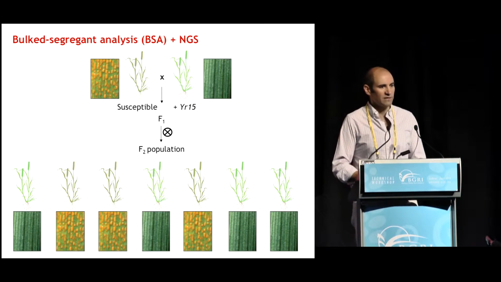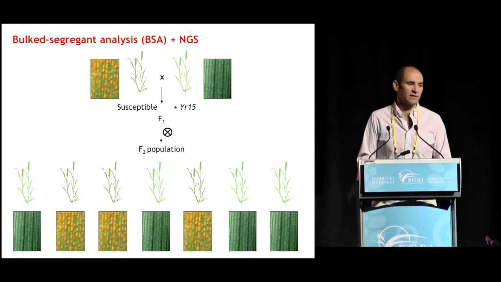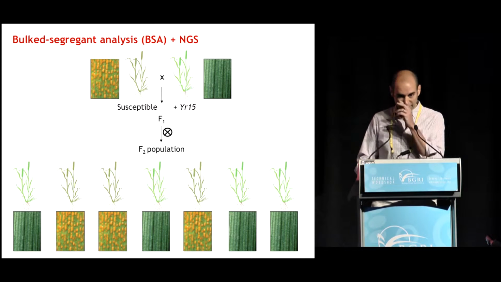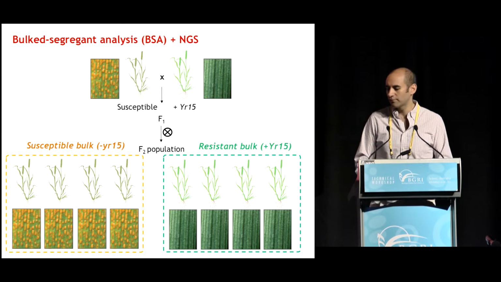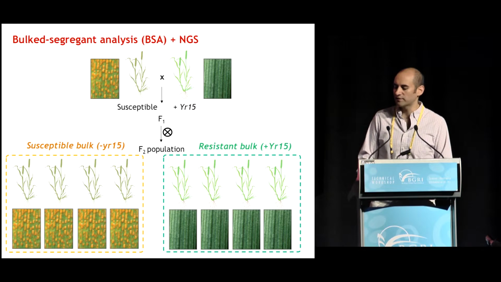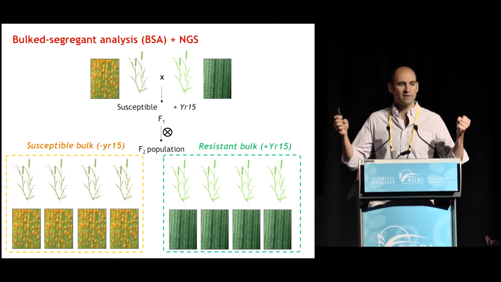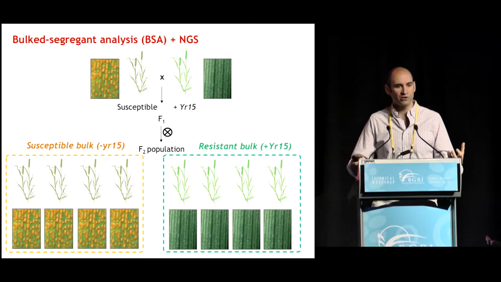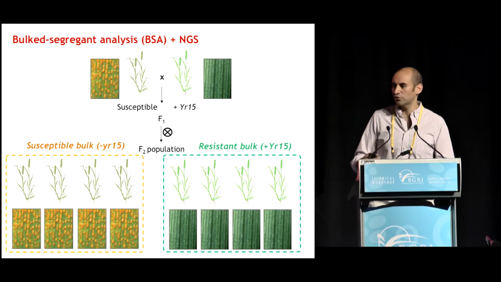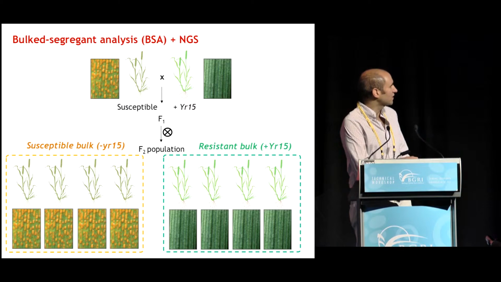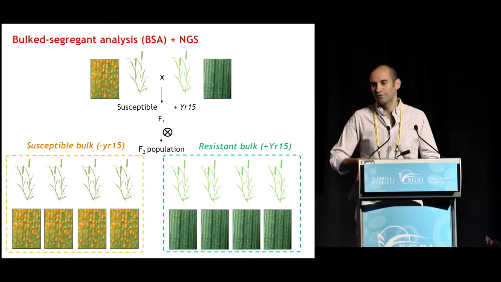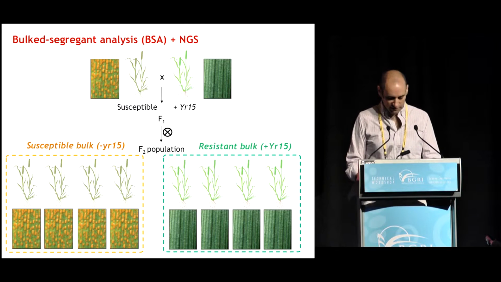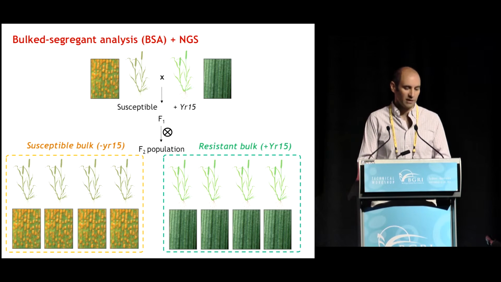Then when we have the F2, we screen that F2 and classify lines as susceptible or resistant based on their phenotype. Then we can group those into a group of plants that are susceptible, that lack Yr15, and a group of plants that are resistant, that have the Yr15 gene. We make 2 different bulks, and we take those bulks and sequence the RNA of those plants directly. With that, we generate lots of genomic information, but importantly, if there's a gene that's associated with resistance, it should be enriched in the resistant bulk. If it's not associated, it should be found in equal frequency in the 2 bulks.